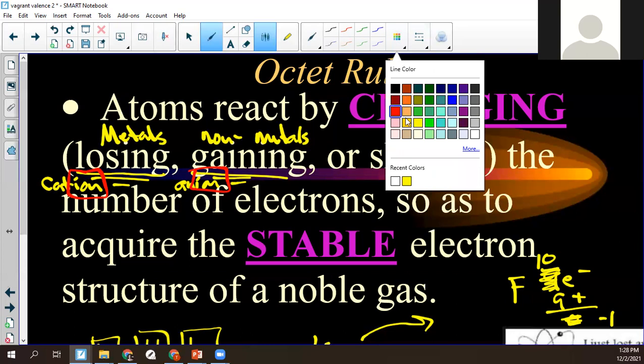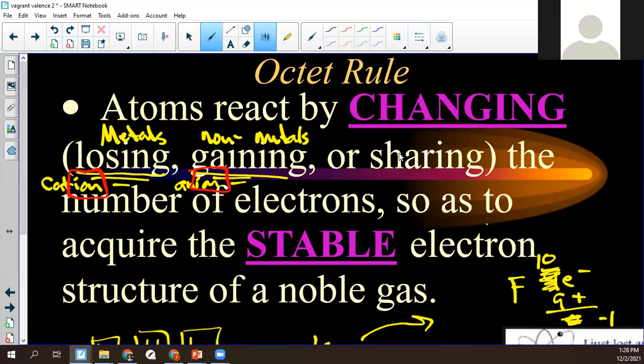Did I already get yellow? Nope. It's shared between 2 non-metals. They have to share. That's the only way they can both gain is by sharing. You're sort of with me?